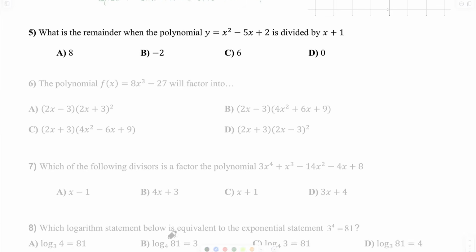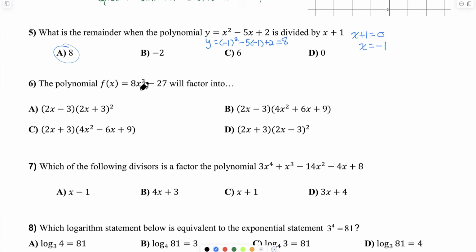Number 5, if I want the remainder when I do this function divided by that one, all I have to do is use the remainder theorem, which says take the 0 of the divisor, so the 0 of x plus 1 is negative 1. I need to take that value and sub it in for x into the dividend, and that will tell me what the remainder would be. So if I evaluate this function when x is negative 1, I would get 1 plus 5 plus 2, which is 8. So I know if I divided those two, I would get a remainder of 8.